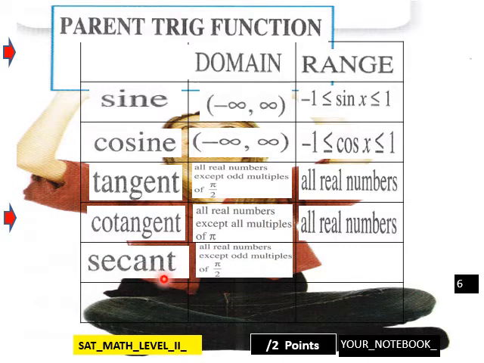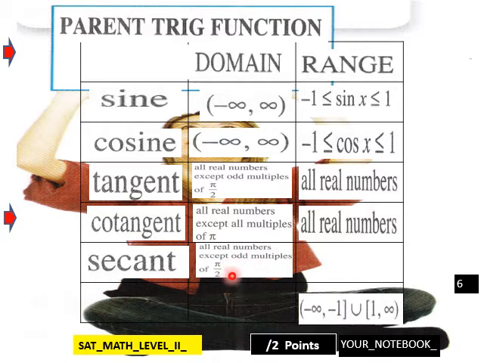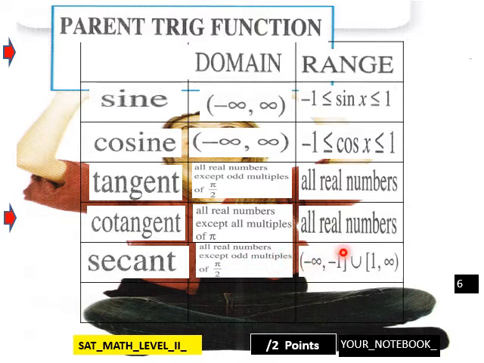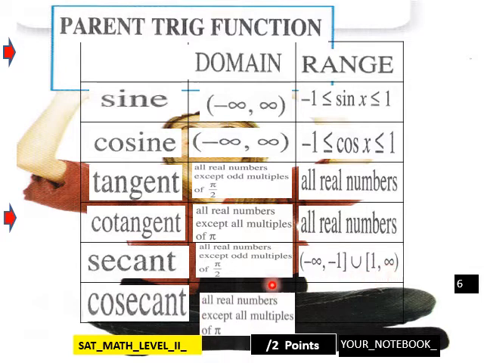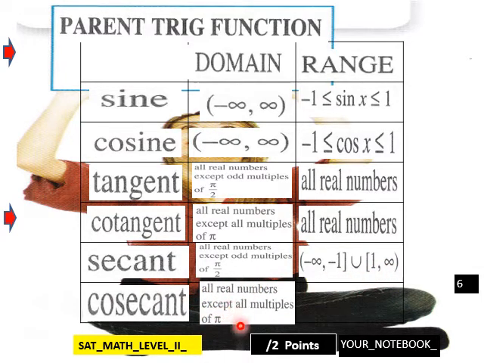Then secant has a domain of all real numbers except odd multiples of pi over 2, and the range is negative infinity to negative 1, union 1 to infinity. Cosecant has a domain of all real numbers except multiples of pi, and the range is negative infinity to negative 1, union 1 to infinity.